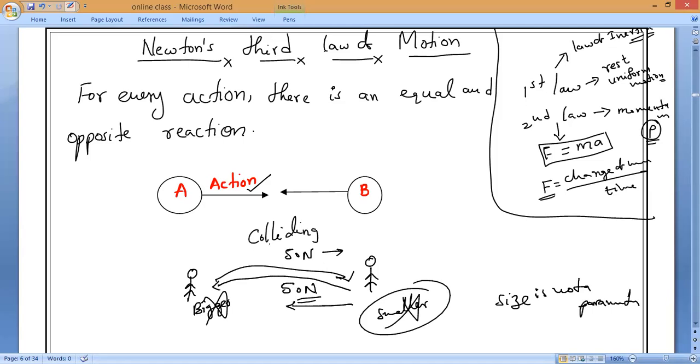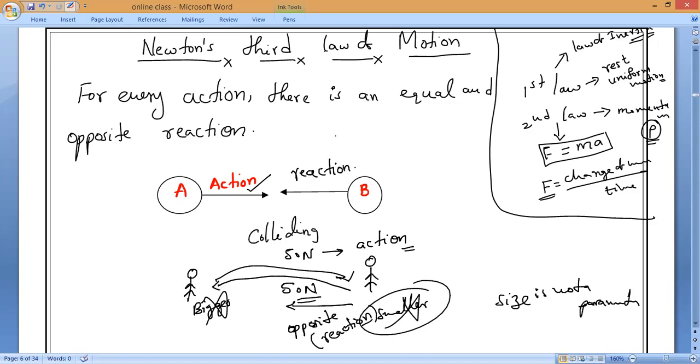The force exerted by the first body on the second body is what we call action. Now, when the first body hits the second body, the second body also hits the first body. Is it yes or no? Yes, but in the opposite direction. This is what we call reaction. What do we call it, everybody? Reaction.